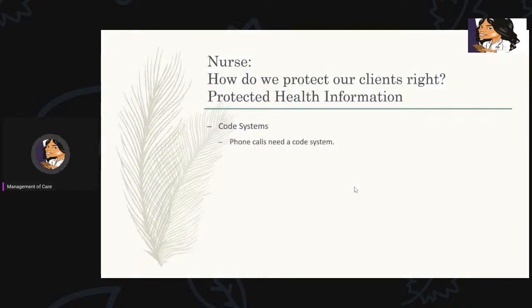Protected health information again. Sometimes, if a family member calls about a patient's information, they need to have a code system or a code. Remember that we have to protect the patient information. We don't know who's calling about the patient. So make sure there's a code system, and if they want information, they have to know the code. They have to arrange that with their family members. This is one way we protect our clients' rights.